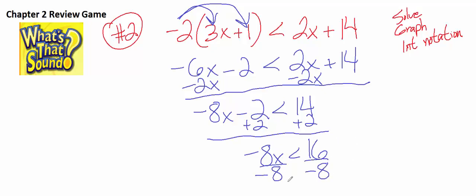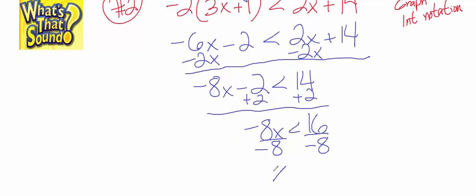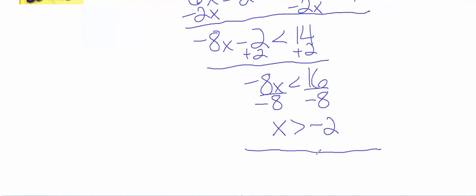Now, don't forget, when you divide by a negative, you've got to flip the sign. So it's going to be x is greater than negative 2. To graph this, we're going to put -2 right here. We're going to use a parenthesis, and we're going to go to the right. And for interval notation, we'll write the answer as -2 to infinity.